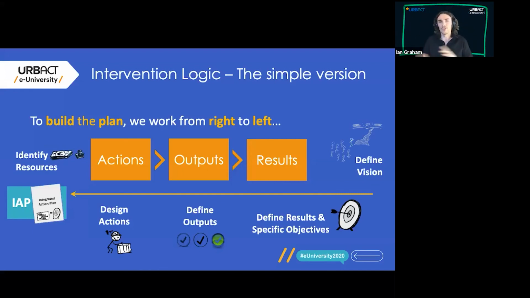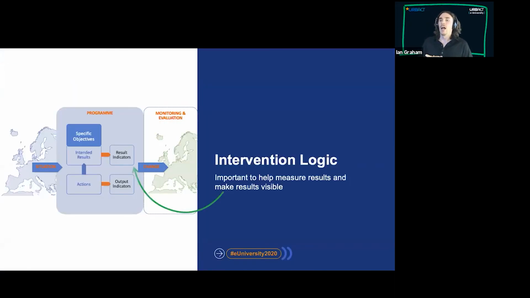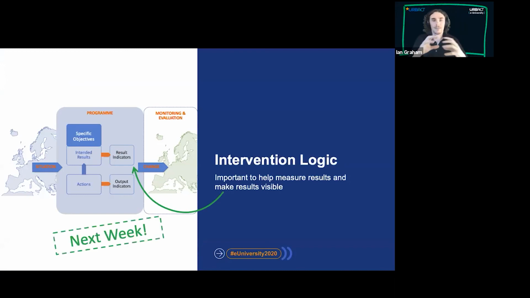So this intervention logic, this logic model, gives you the framework to think about how you develop these actions in a coherent way. The other key thing it's important for is it really underpins the metrics and measurement side of things. The stuff that Bella will talk about on Tuesday will really draw on the intervention logic as a key foundation stone for building a results framework to help measure results and help make results visible. So all that's next week, but I just wanted to anchor the intervention logic in that process. It's about helping you do the action planning, but it's also a key part of the results framework.